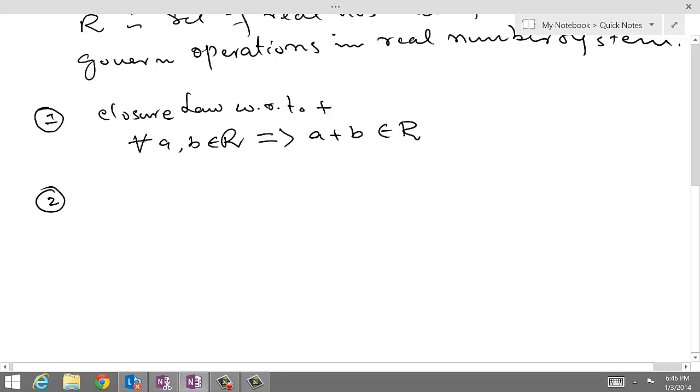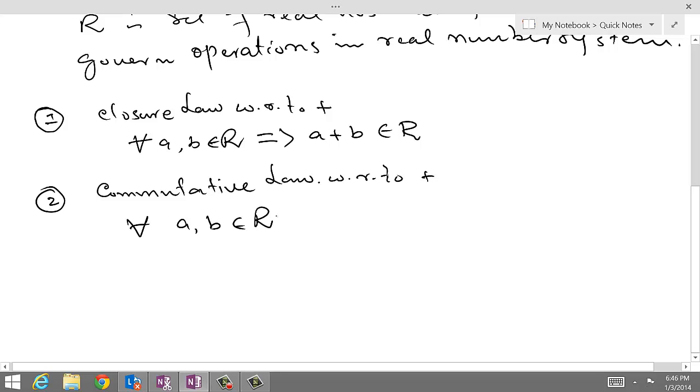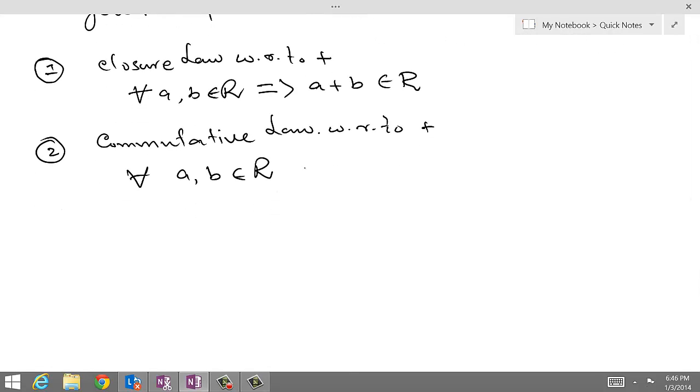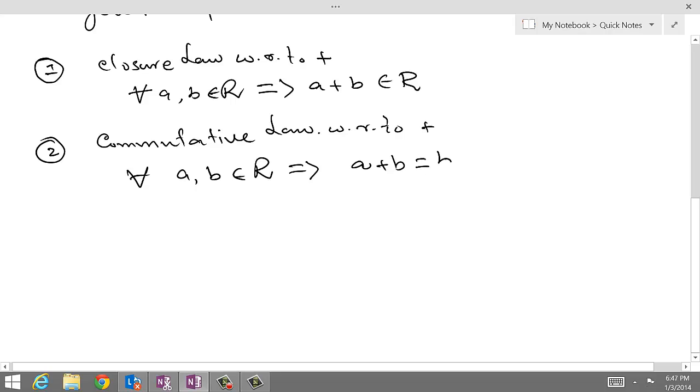And commutative law, which is again sometimes called commutative property, and this is with respect to addition: for all a, b belonging to R, means for any two real numbers, a plus b is the same as b plus a.